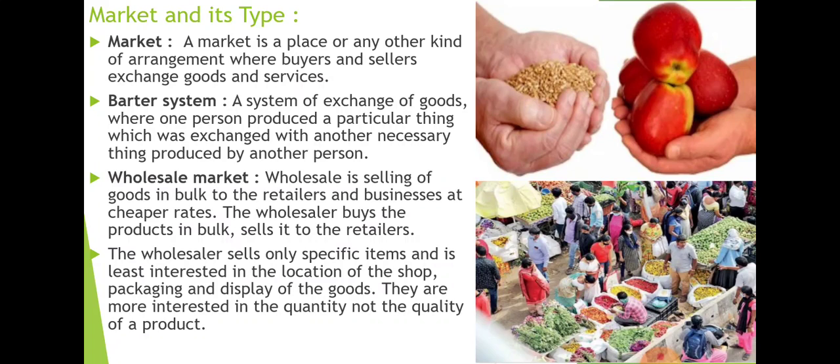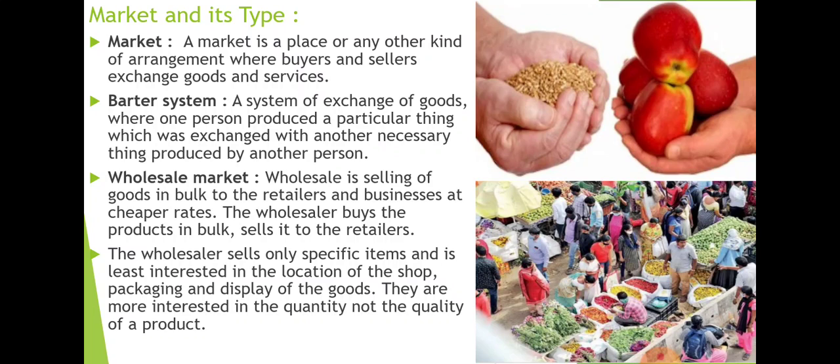Earlier it was not like today, where people give money. Earlier it was the barter system. So what is the barter system? A system in which a product is exchanged for another product. Suppose you have grown food grains and you want to purchase fruits, so you have to exchange your food grains for the fruit.